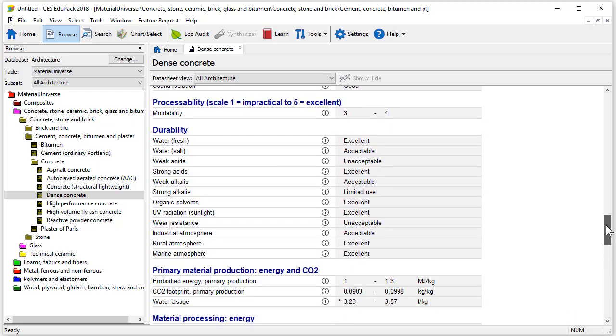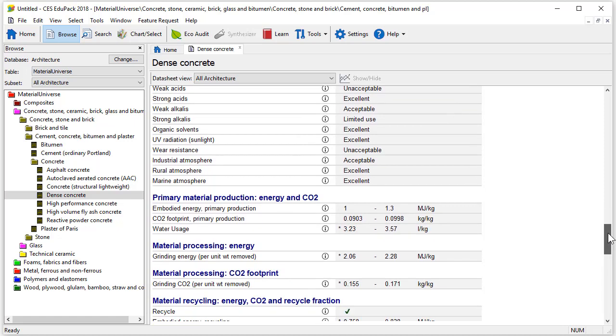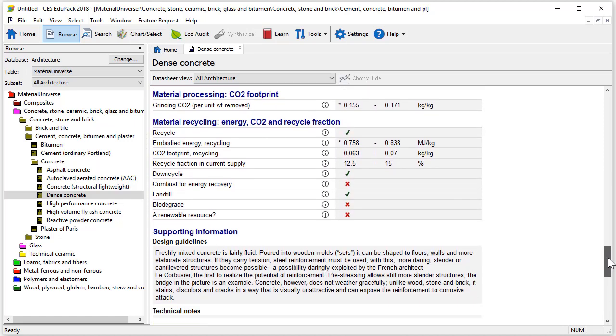The record also includes processability and durability data, followed by environmental data such as embodied energy and carbon footprint. The record ends with material processing and recycling information.